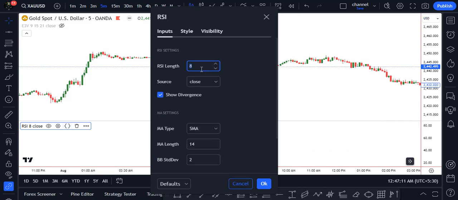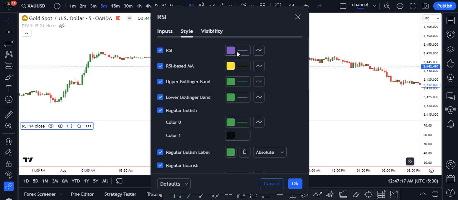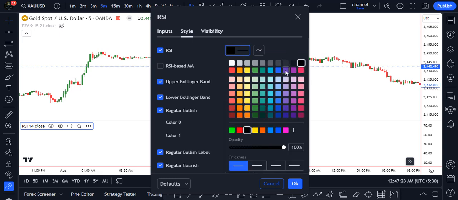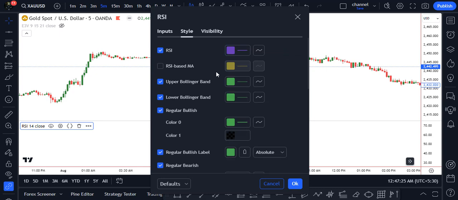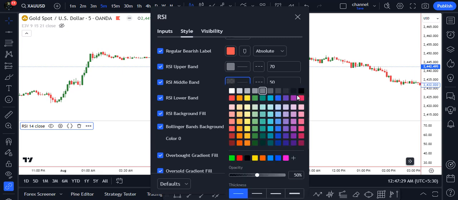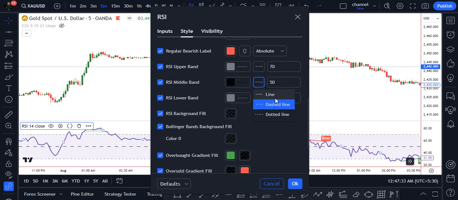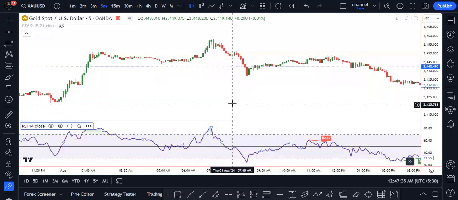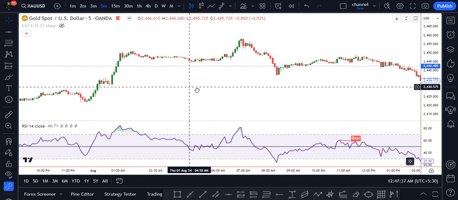Now the settings for RSI is going to be default. I might be testing for something. You can show divergence. It's up to you. We'll turn off the RSI based MA. We'll make this black or as it was. And we'll turn the 50 period line black, a bit thicker. And we'll turn this into a line rather than a dashed.